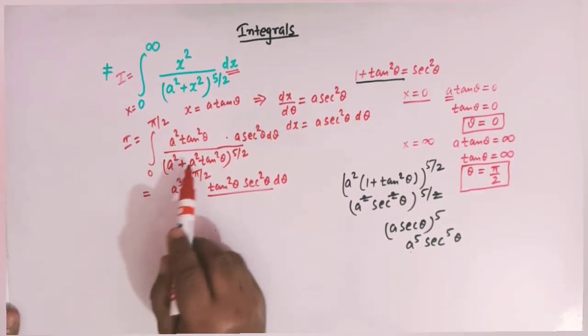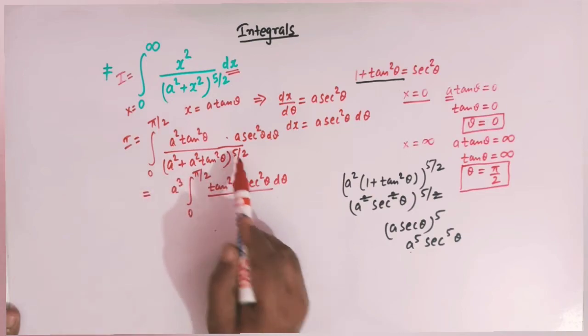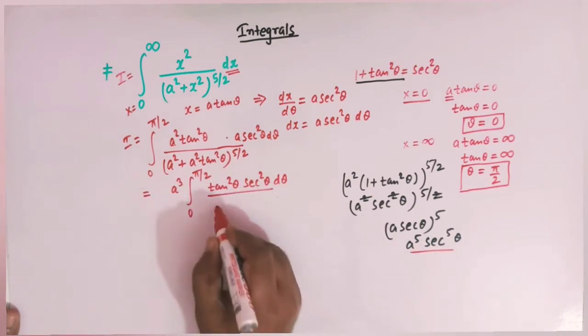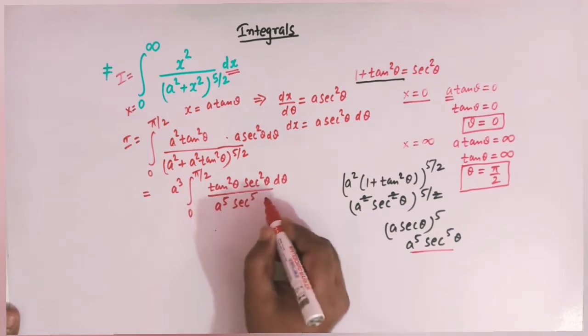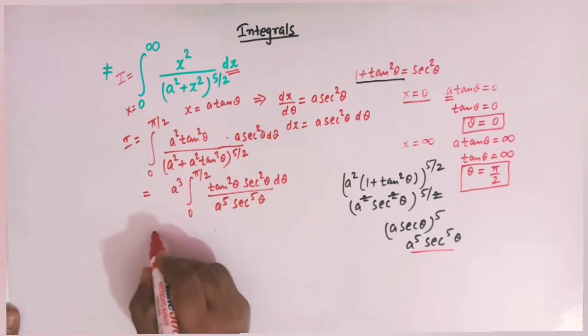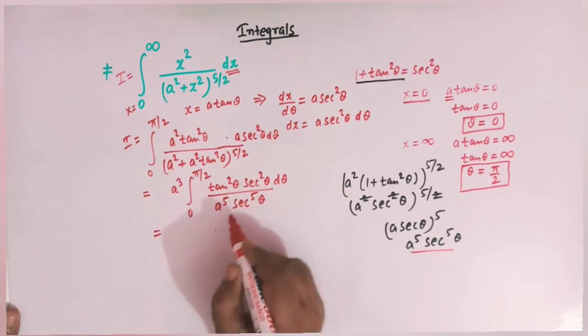Now we can substitute the value of this expression as this. So we have a raised to 5 and secant raised to 5 theta. Now we can cancel out some terms here.